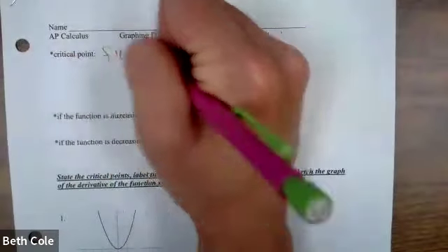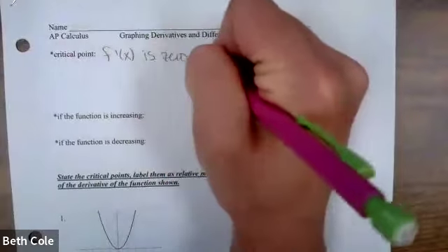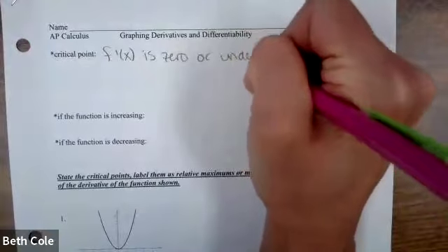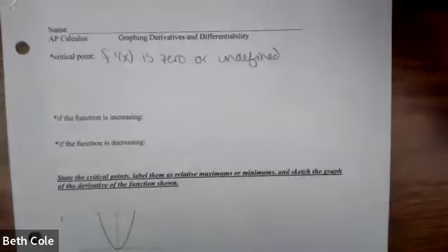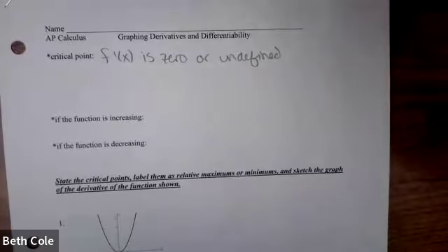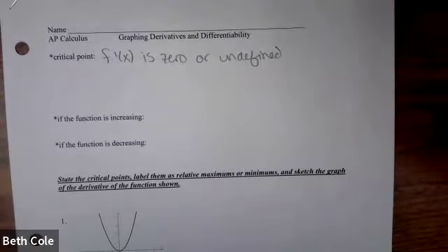All right, a critical point is where your derivative is 0 or undefined. And remember, a derivative is a slope, a rate of change. Remember Alice going for a walk? Rates of change, slope, miles per hour. It's always something per something else.